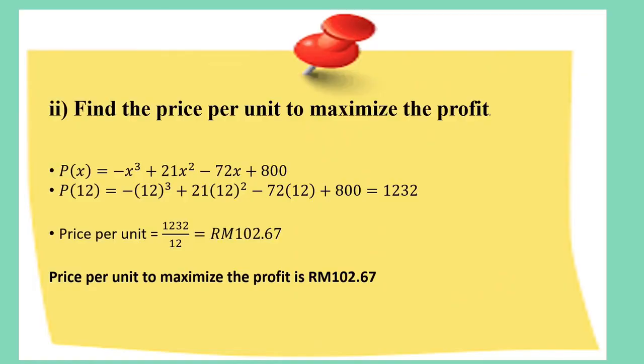So for the very last question, find the price per unit to maximize the profit. We use the previous level of production that will yield a maximum profit, which is 12, and insert it in the function given and divide by 12, and finally we get the price per unit to maximize the profit is 102 ringgit 67 cents.